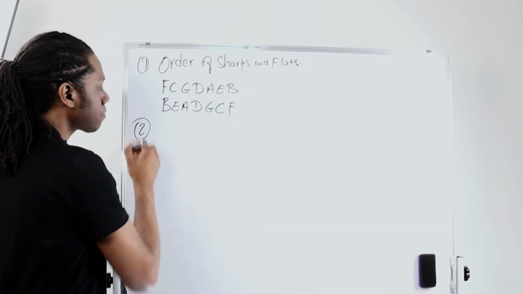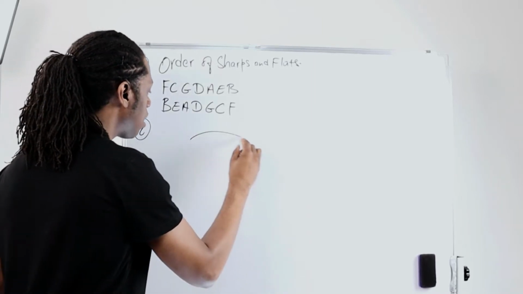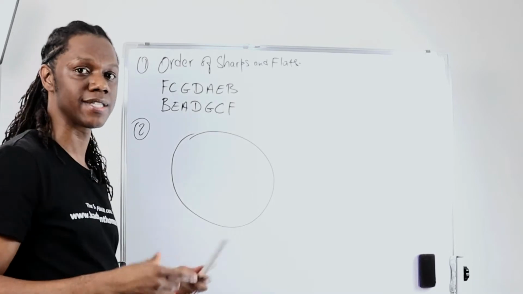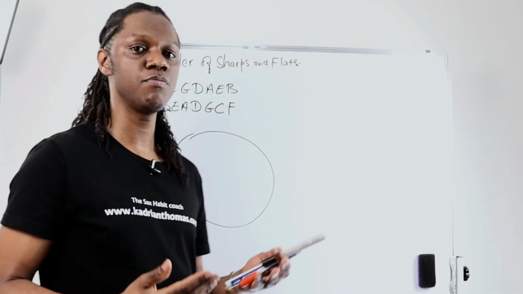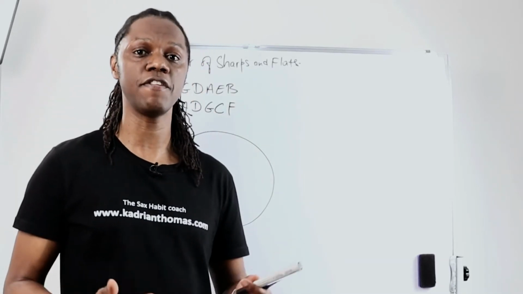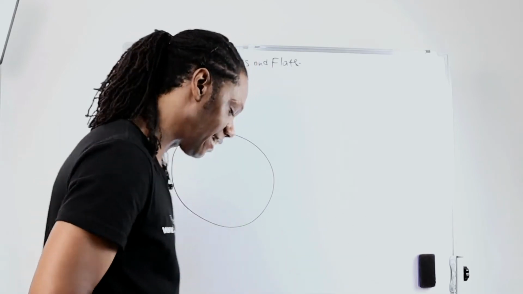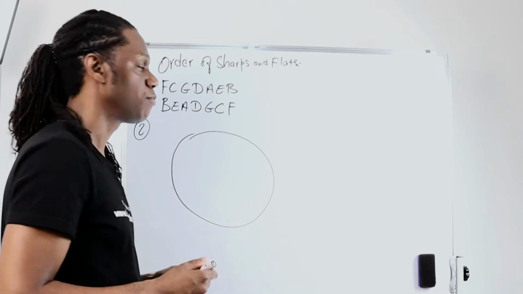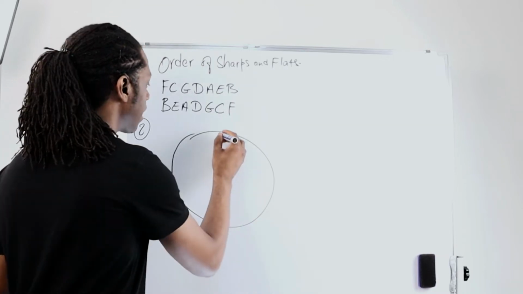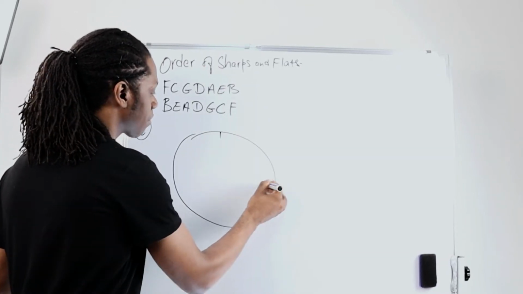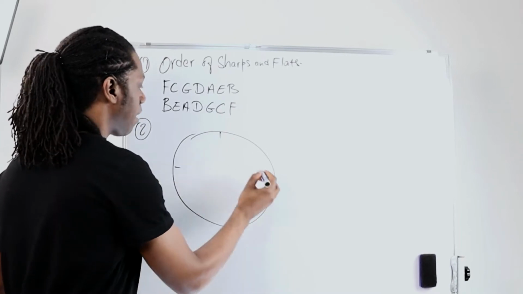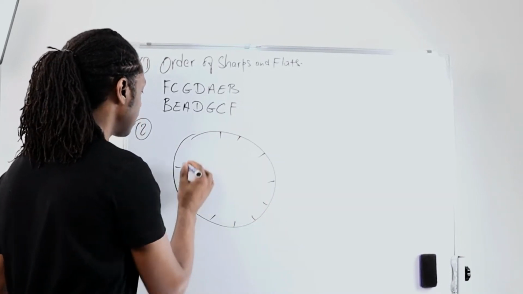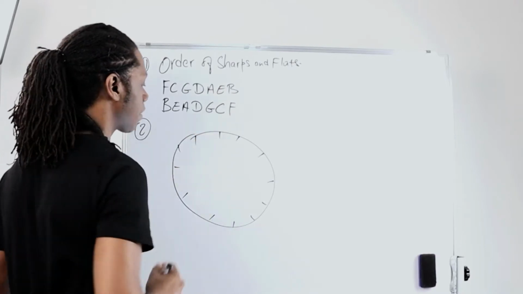Number 2 is you should learn to draw and memorize the circle of fourths and fifths. As you learn music theory, the circle of fourths and fifths is going to come in very handy and will help you to understand music theory more easily. Okay, so we have our 12 o'clock, 3 o'clock, 6 o'clock, 9 o'clock, 1 o'clock, 2 o'clock, 4 o'clock, 5 o'clock, 7 o'clock, 8 o'clock, 10 o'clock, and 11 o'clock, okay?